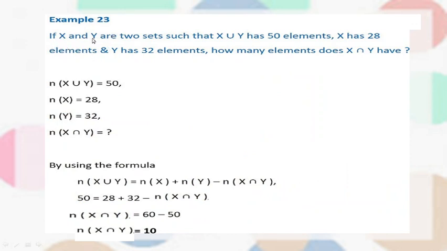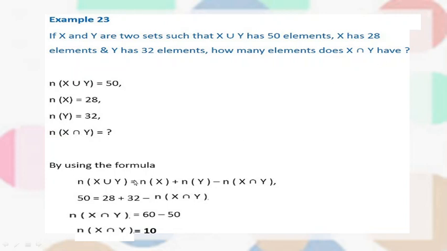Let's take example 23 for understanding purpose. If X and Y are two sets such that X union Y has 50 elements, so it means n(X union Y) is equal to 50. X has 28 elements, means n(X) equal to 28. Y has 32 elements, it means n(Y) is equal to 32. And they are asking how many elements does X intersection Y have.